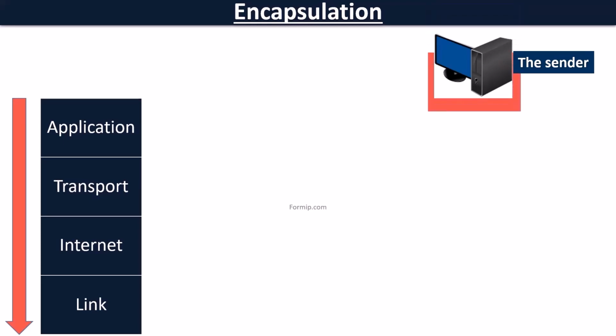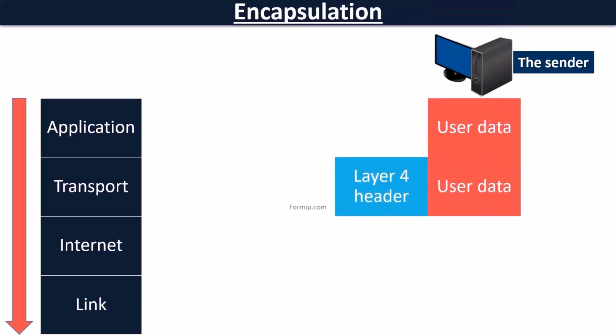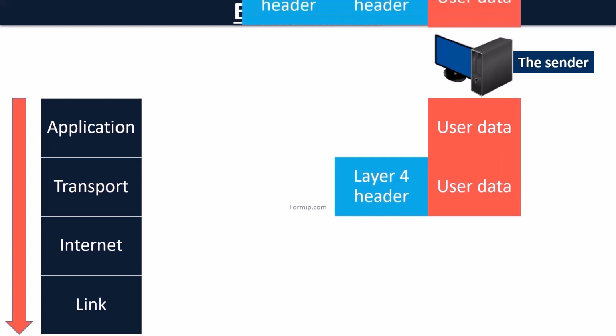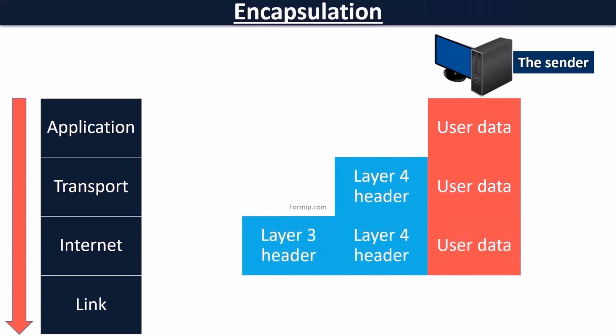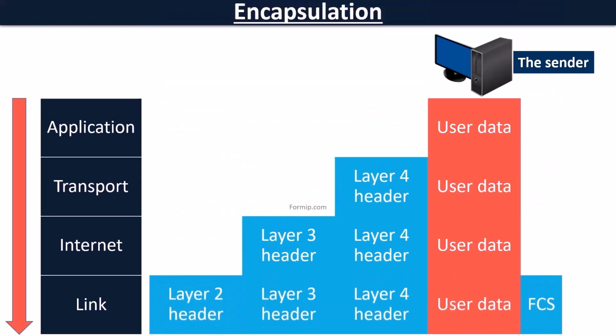User data is sent from an app to the application layer. The transport layer adds its layer, head 4, to the data and transmits it to the internet layer. The internet layer adds its own layer, head 3, and transmits the data to the layer below, which is the link layer. And the link layer, in turn, adds its layer head 2 and wraps it all up with a field called FCS, which the receiving end can use to see if there are errors in the data.